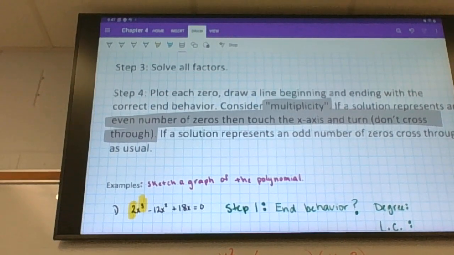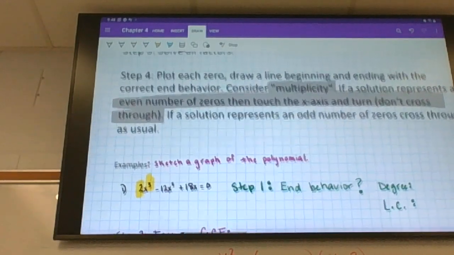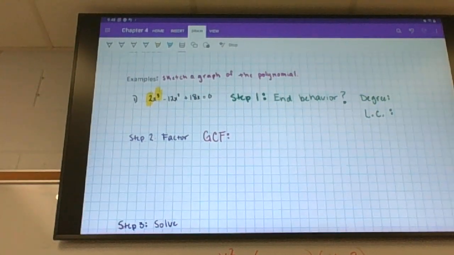Alright, let's get started on this example. I'm going to do an even with you and an odd with you. Oh, this is the odd. We're starting with the odd one. Alright, so let's move through these steps. It's 2x to the third minus 12x squared plus 18x.